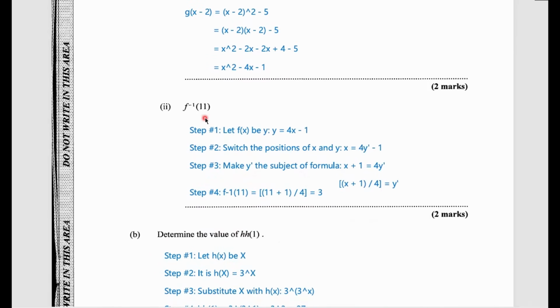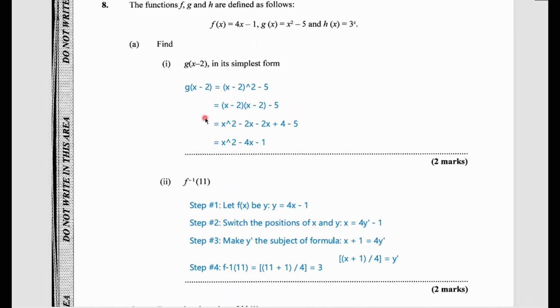The next one, f inverse of 11. Well, first thing you need to do, students, is find the f inverse of x. We've got to get the inverse function first. So you know f of x is 4x minus 1. How do we get the inverse? First step I always teach students: let f of x be y. So you have y equal 4x minus 1. Then you switch the positions of x and y. You make it y prime, because y prime will be the inverse of y, and where you have y, you make it x.